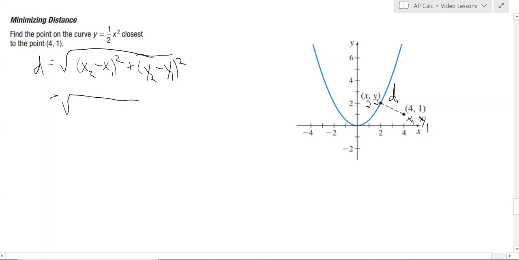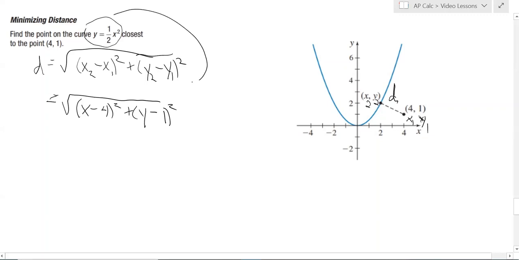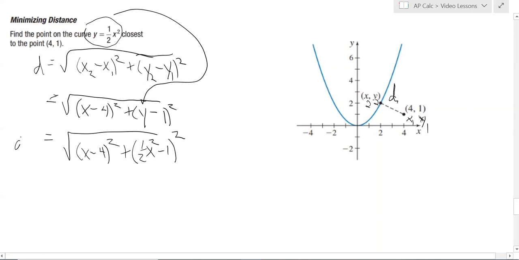Okay, so this is going to become, or excuse me, the variables x and y are related by the equation y equals 1/2 x squared. So I could substitute that in for y here, and this is going to give us the square root of (x minus 4) squared plus (1/2 x squared minus 1) squared. So we could call this a distance function, if you will. Okay. And then we can FOIL everything out.